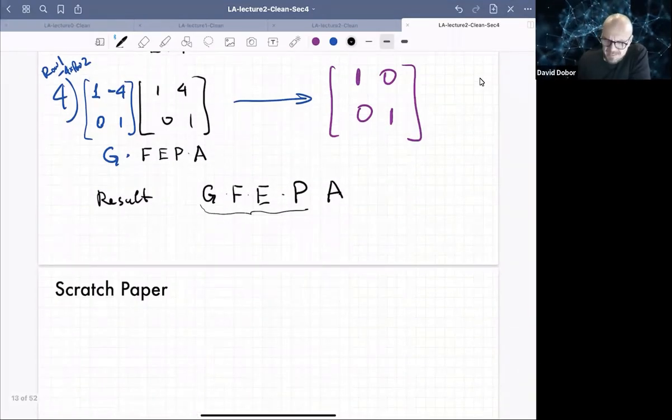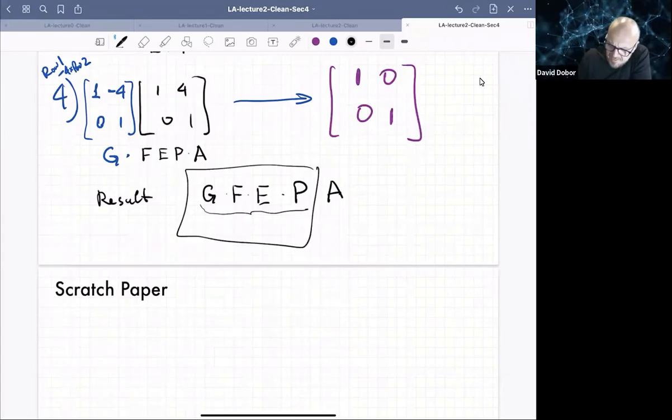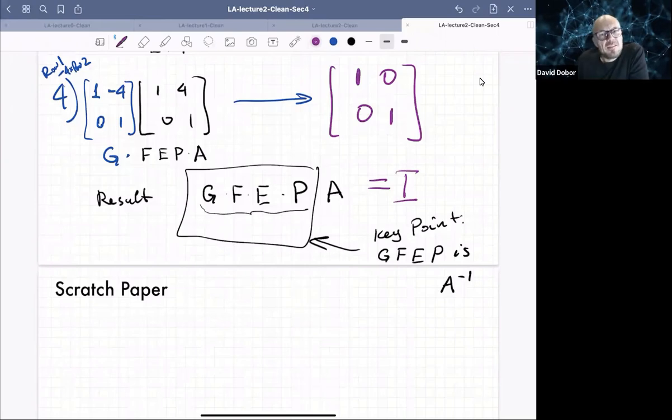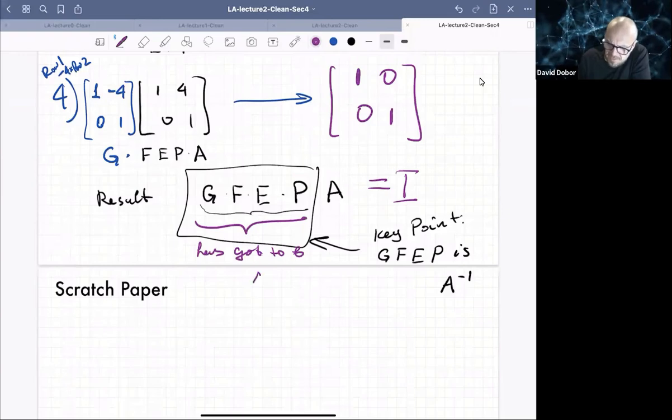My point today is that this matrix here, key point, G in this example, the product G, F, E, P is A inverse, right? Because I got to the identity matrix when I multiplied A on the left by a sequence of these elementary matrices. So this has got to be A inverse. Do people see that it has to be? We'll check this in a second.